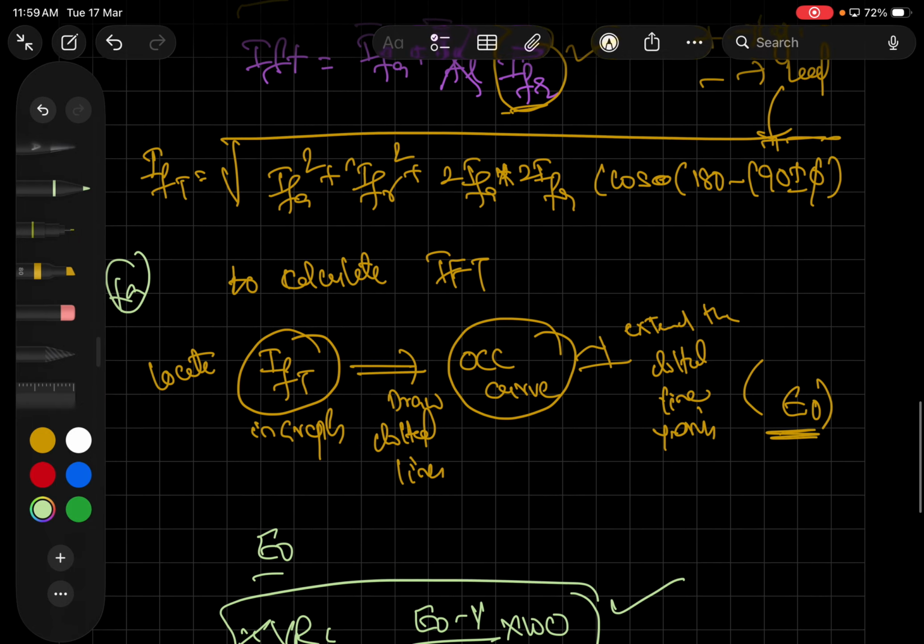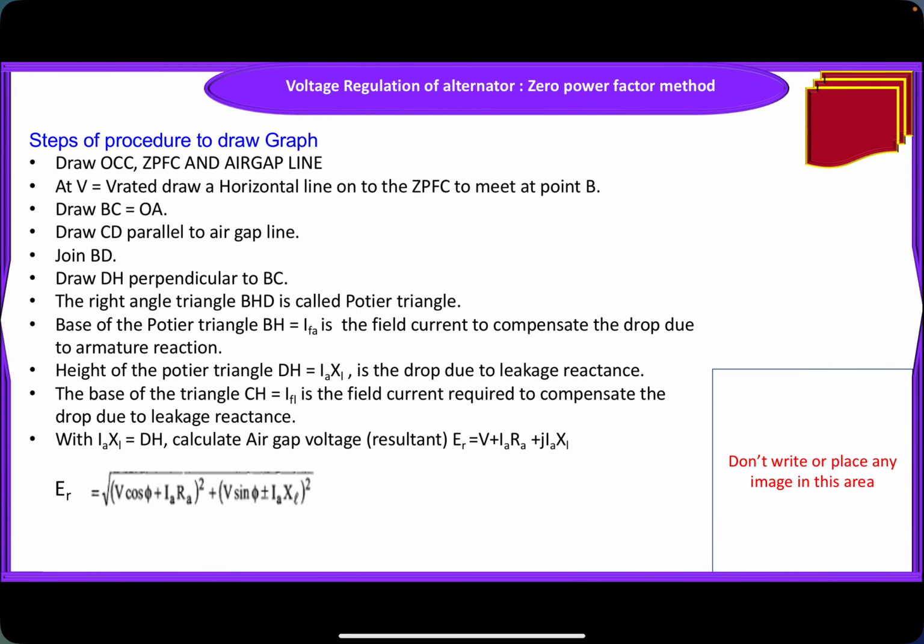Okay. So let's try to cross-check what we discussed. Is it correct or wrong? First, what are the steps here? Have you drawn the OCC and ZPFC? Next, we have drawn a dotted horizontal line onto the ZPFC, and I have used the intersection point P here. So I have used BC equal to AL. Next, draw a line parallel to the air gap line. Next, join BD, a perfect straight line.